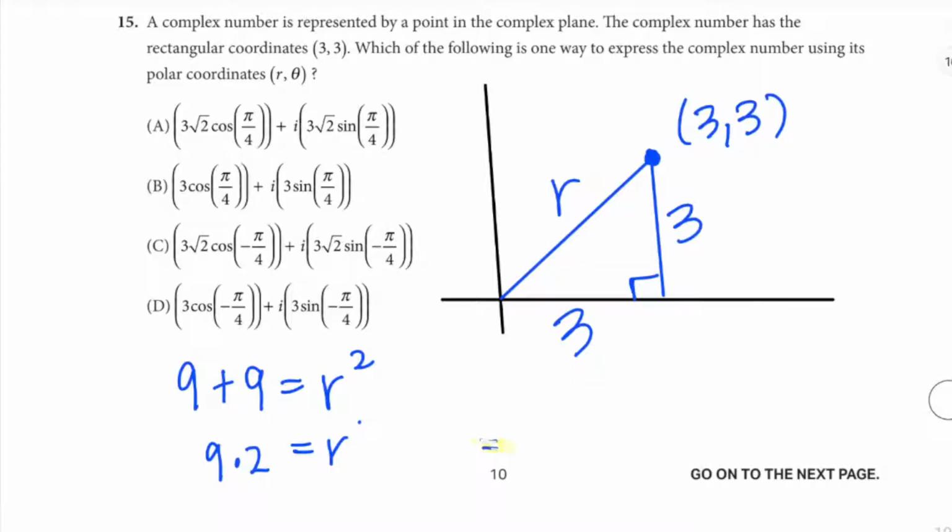Really my job here is to find r, because if you're in AP Precalc, you should be able to know what the value of theta is just from looking at the diagram and knowing that each of the legs are equal in length. R is going to be the square root of 9 times 2, which is the square root of 9 times the square root of 2. So that can make your life a little bit easier.